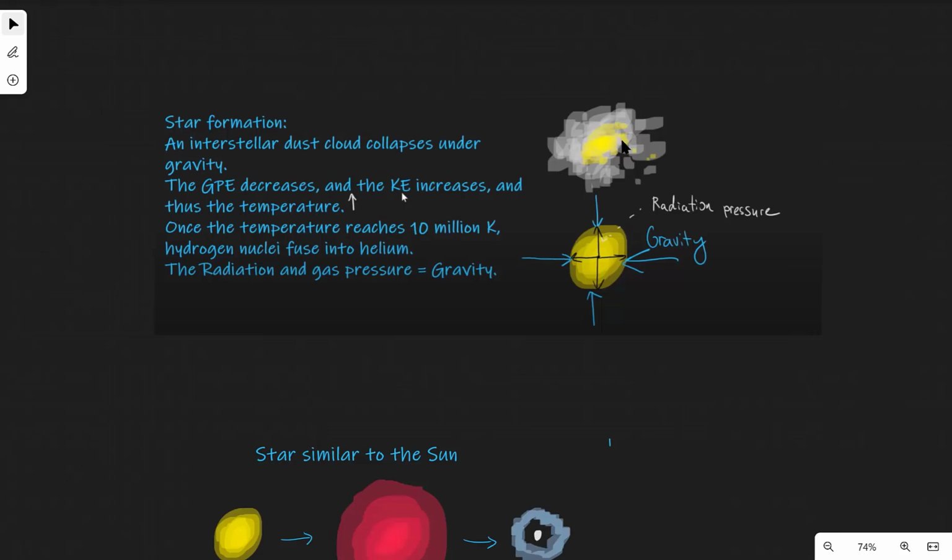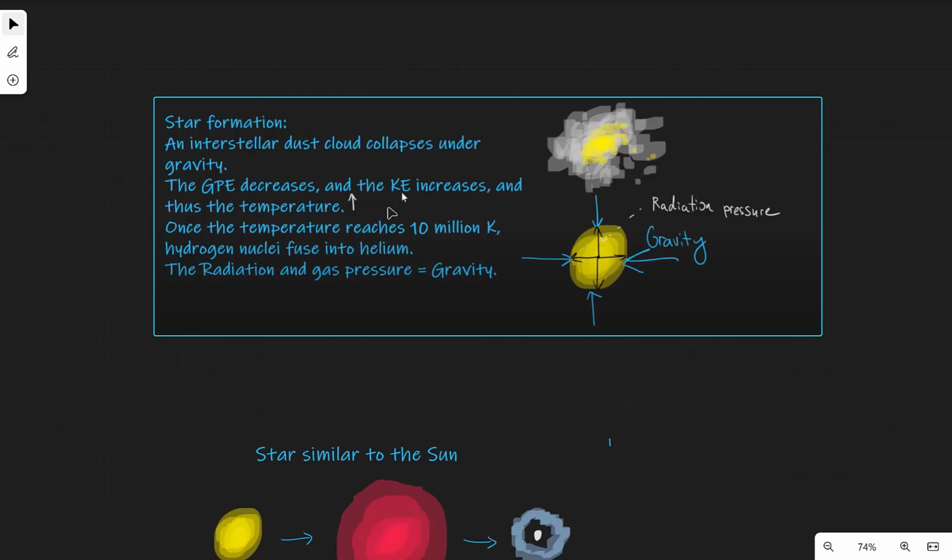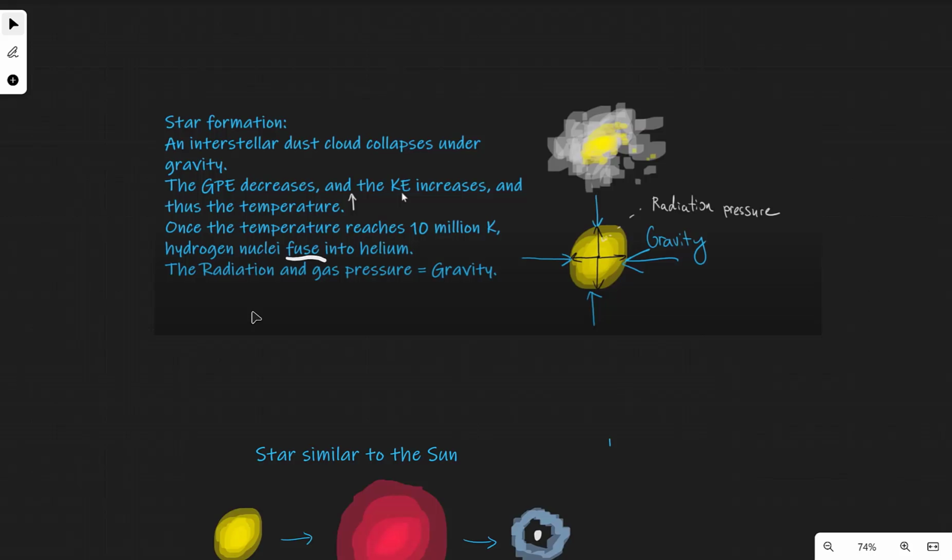So how is a star actually formed? Well, we have an interstellar dust cloud that tends to collapse under gravity, the gravitational potential energy decreases, the temperature increases, and around 10 million Kelvin, we don't really need to remember the number, the hydrogen nuclei start to fuse into helium. And the word fuse here is critical. This is what actually gives the energy of the star.